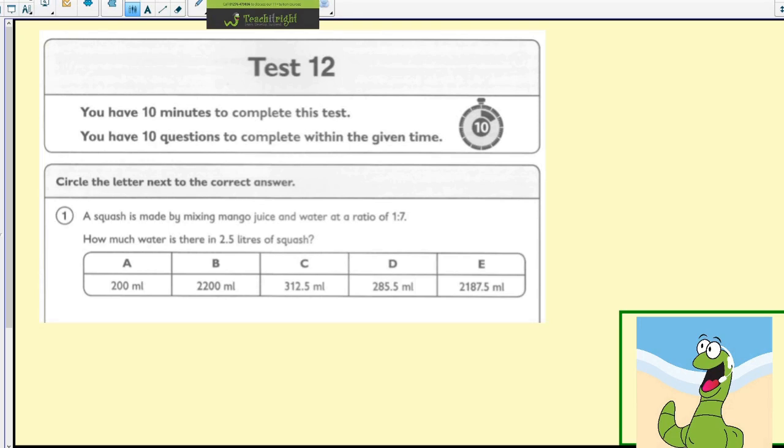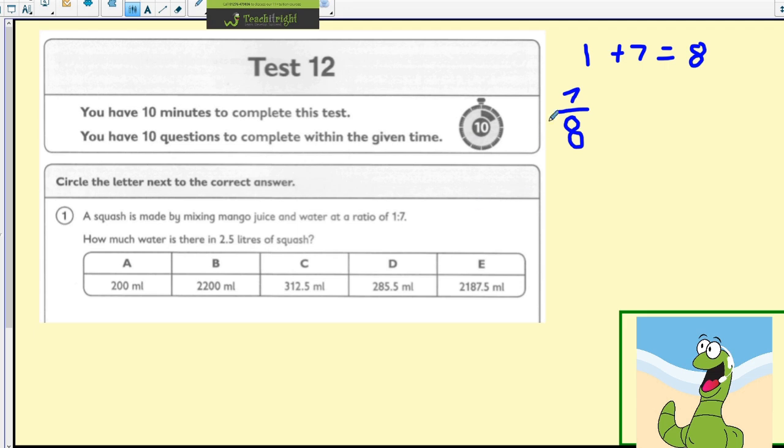So a squash is made by mixing mango juice and water at a ratio of 1 to 7. So that means in total I'm going to have 1 bit of juice, 7 bits of water, to make 8 units in total. Then how much water is there in the squash? Well, there's 7 bits water out of 8 parts squash. But the point is it's 7 out of 8.